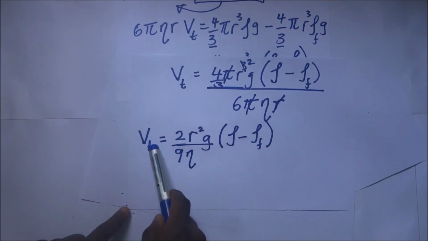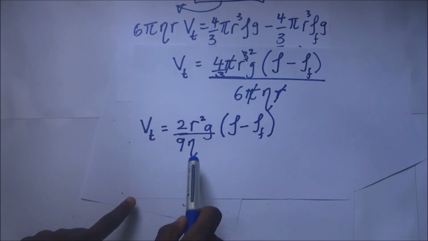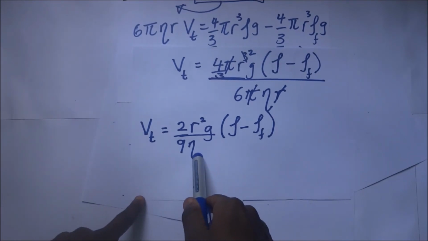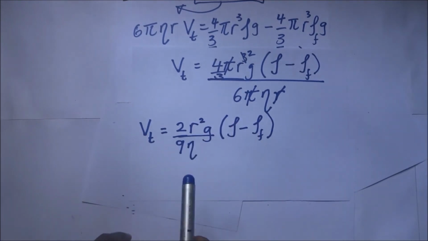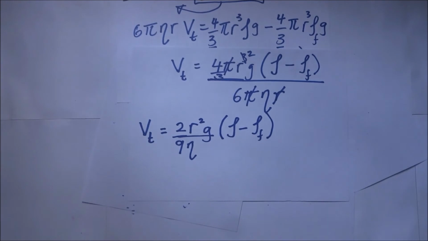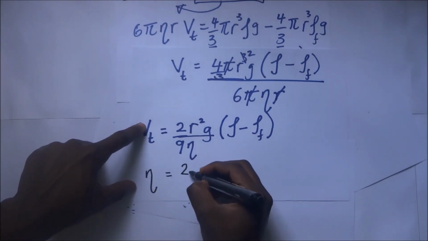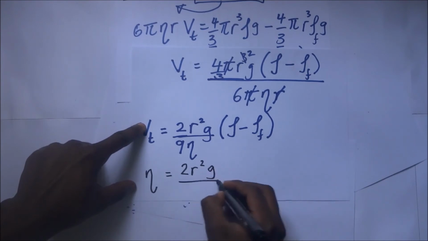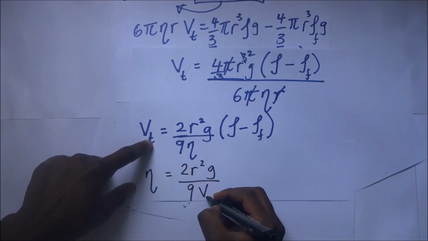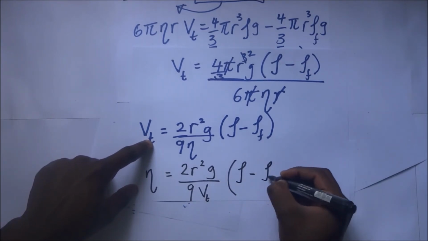Now we can use this to find the terminal velocity of a sphere that is falling through a viscous fluid. Or if you want to find the coefficient of viscosity of the fluid that a sphere is falling through, you simply flip these two sides. So this expression can also be written as the coefficient of viscosity is given by 2r squared g, divided by 9 times terminal velocity, into the density of the sphere minus the density of the fluid.